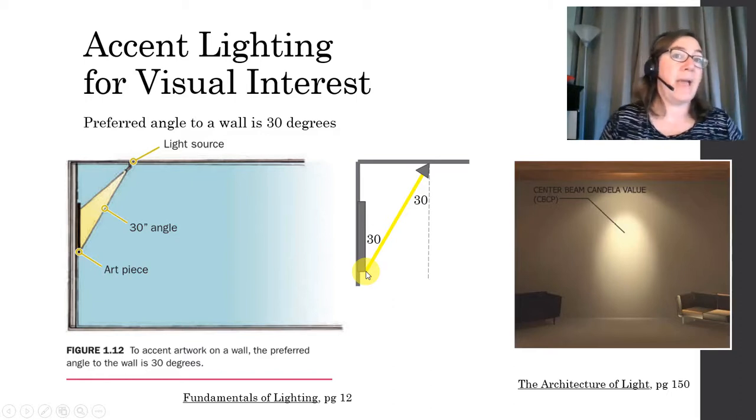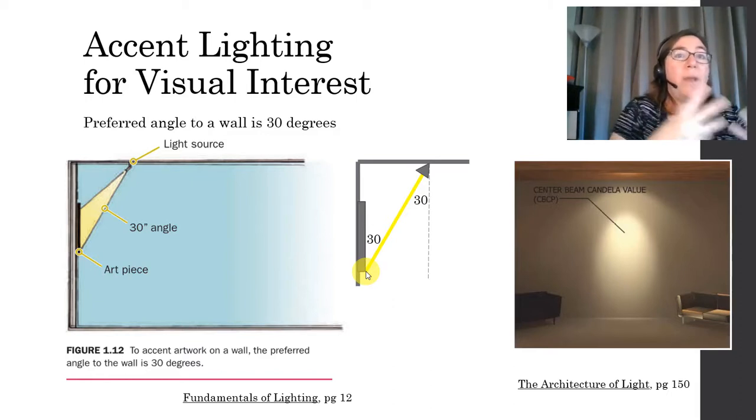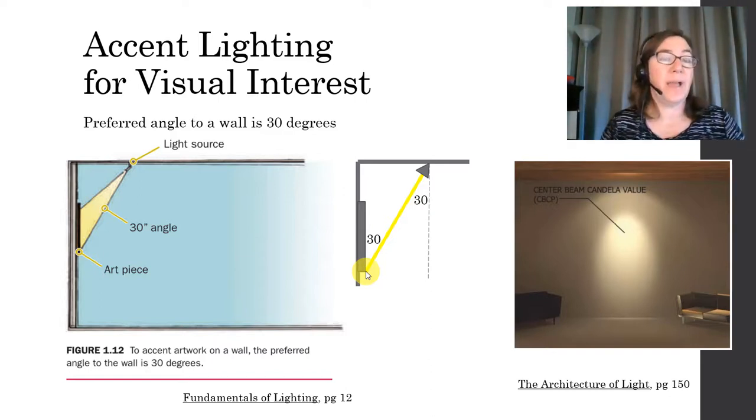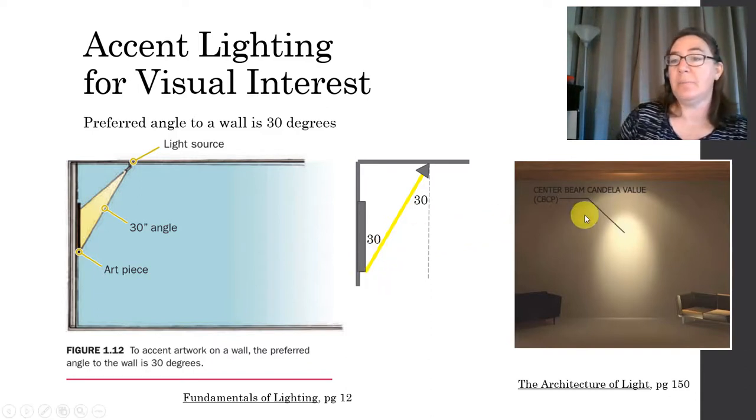Now this particular illustration shows that you are aiming particularly at the bottom of this piece of artwork. That's really going to depend on what you're trying to accent and where you want that hot spot or the center of your accent light. And here's an example of the center, and that's where you're going to get that highest illuminance value.